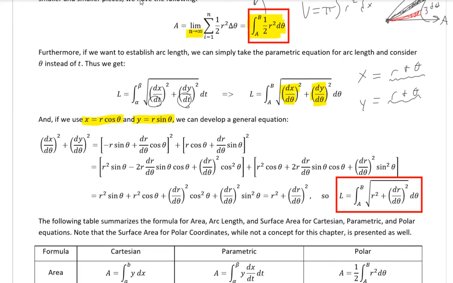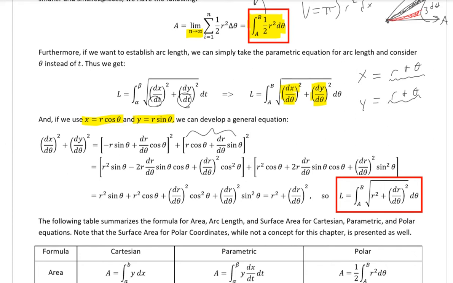So what we need to do is take the derivative of each of these. The derivative of r cosine, that's a product rule. So it would be the derivative of the second, which is negative sine times r, so you get negative r sine theta, plus the derivative of the first, which is dr d theta times cosine. And you get the similar looking thing for the derivative of dy d theta.